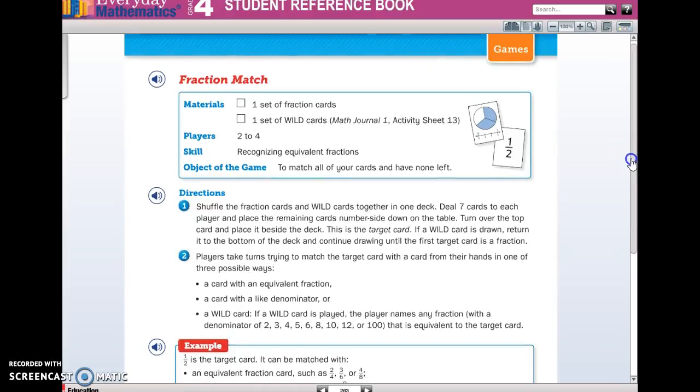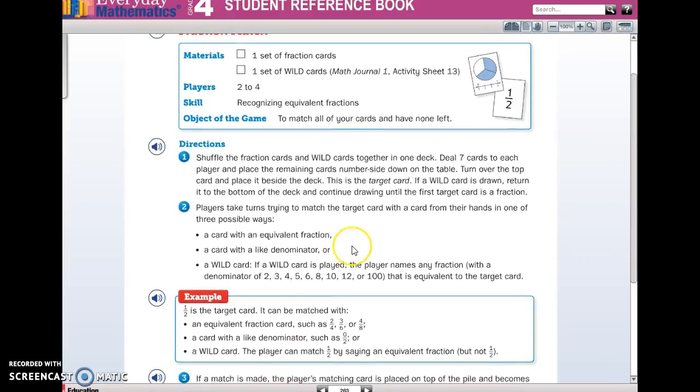So to get started, you're going to shuffle the fraction cards and the wild cards all together. Deal out 7 cards to each player, and put the remaining pile in a stack in between you all, on the table or on the floor. Turn that top card over. That is going to become your target card. If you flip over that first card and it's a wild, just flip over the next one until you have one that is a fraction card. That will then be your target.